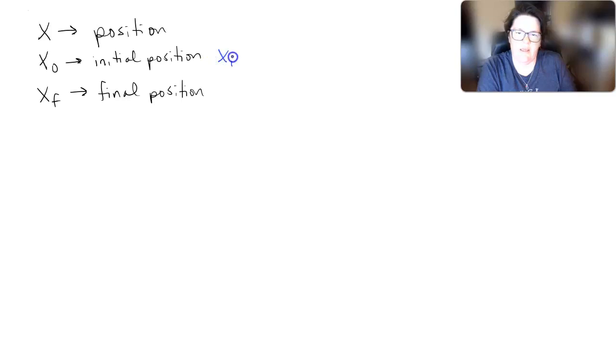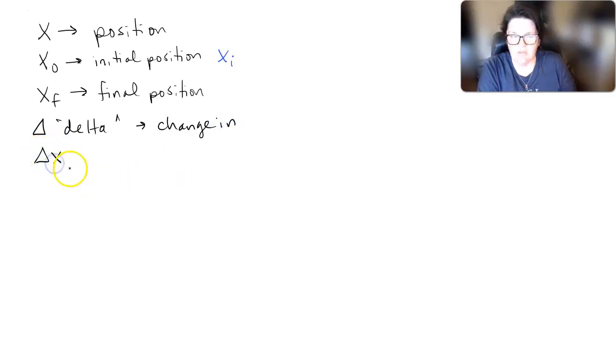Sometimes I may also write xi for that, for i for initial. Sometimes I'll use it, sometimes I'll do this. xf means the final position. And this triangle symbol is delta. It's the Greek letter delta, and it always means change in. So if we're finding the displacement, that is the change in position, so that's what we're writing here, okay?